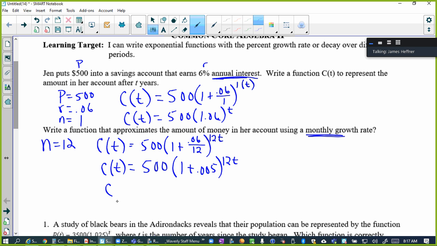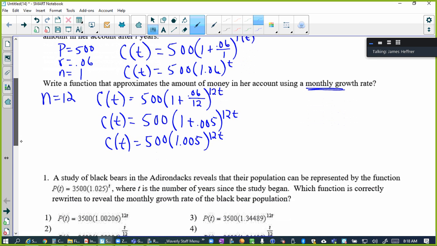And of course, we can simplify that, streamline it a little bit. 1.005 to the 12t. Okay? Anybody have any questions on that? Just being able to write the equation for the growth and the interest. Okay. Let's move on to the next one, which is not money.